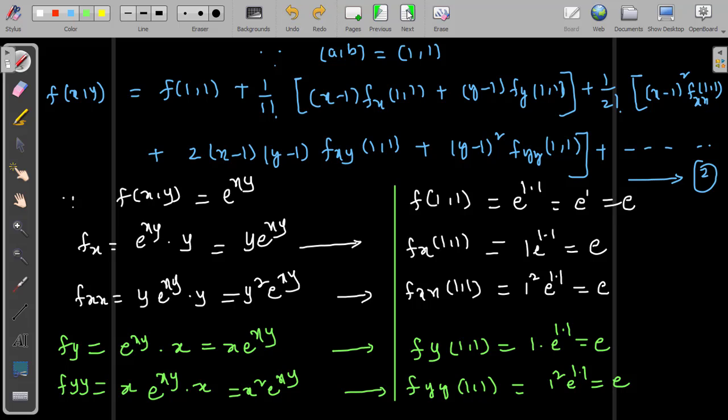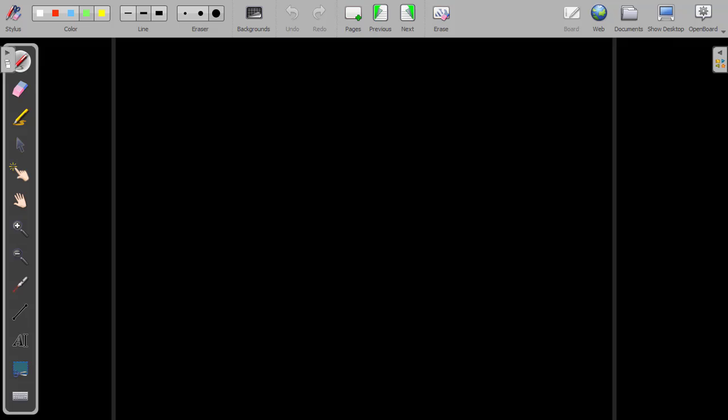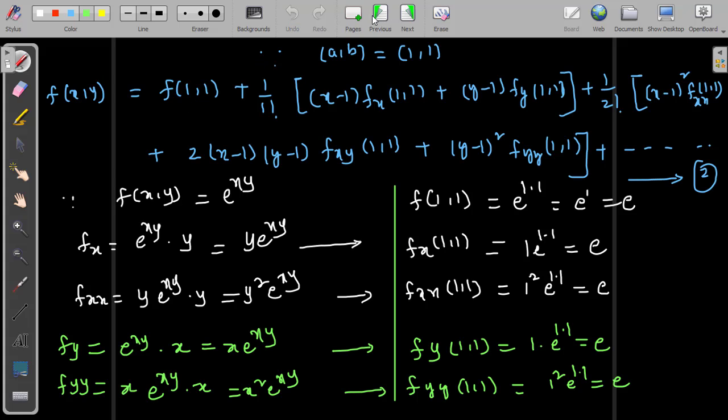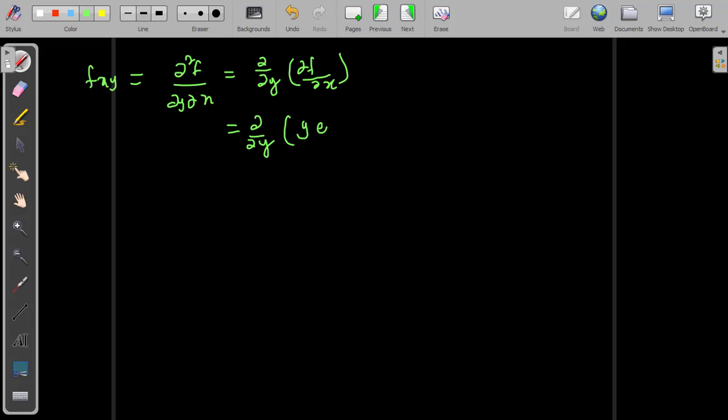So I'll take a new page. Since fxy can be written like this, ∂²f/∂y∂x, or else we can say ∂/∂y of ∂f/∂x. As we know the symbols, this is the same as ∂/∂y of ∂f/∂x, which means this is fx. The fx result is y times e^(xy). I have to substitute here y times e^(xy).